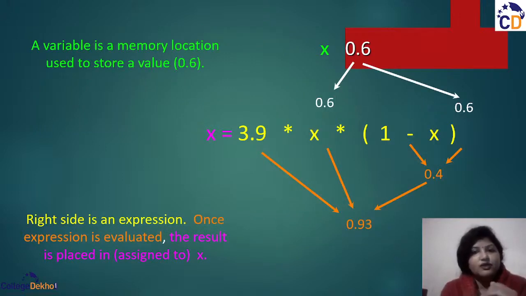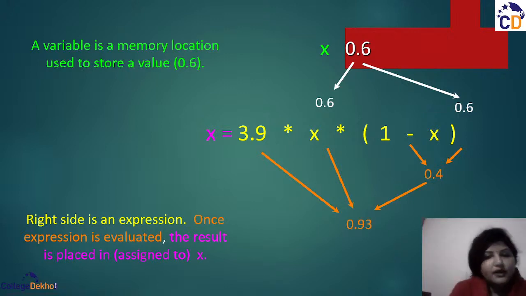Now let us move to the next thing. If we say x value is 0.6, the x variable is a memory location used to store the value 0.6. So we define that x is equal to 0.6, right? Now let us place this 0.6 into this expression that we have used earlier, 3.9 into x, now what is x? The x is 0.6. Now into 1 minus x. Now what is x? That is 0.6.